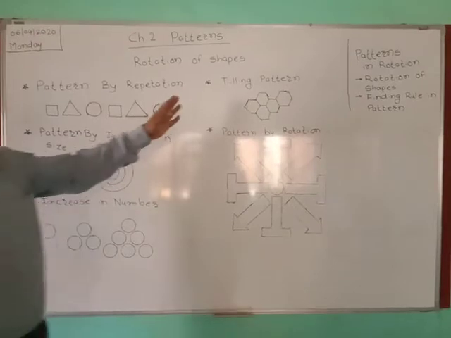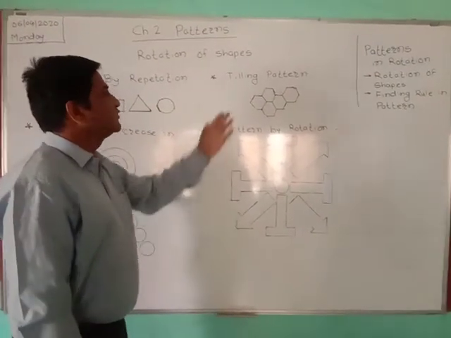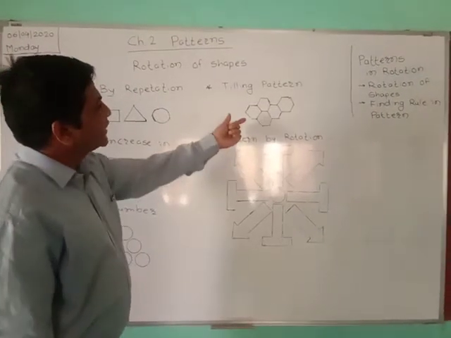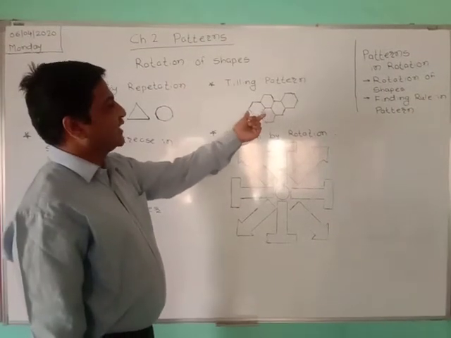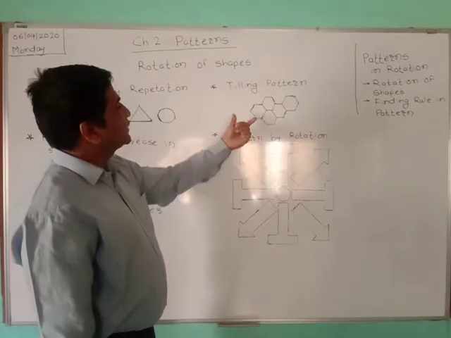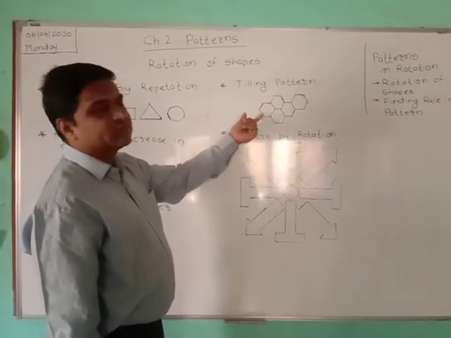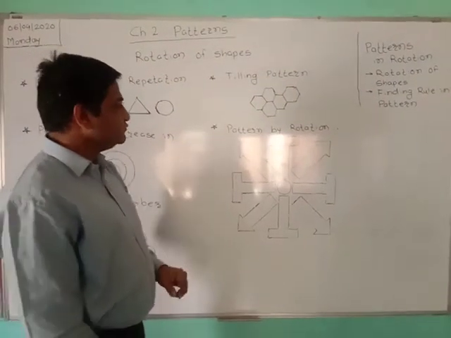In the last year, in the fourth standard, we have seen one important type of pattern which is known as a tiling pattern. Tiling patterns are those in which the shapes are arranged in such a way that there will not be gaps in between the shapes. For example, the pattern which we see in the honeycomb is a perfect example of a natural tiling pattern.